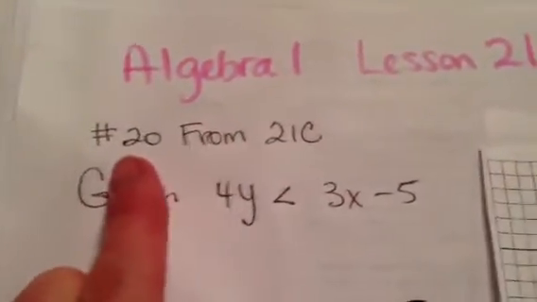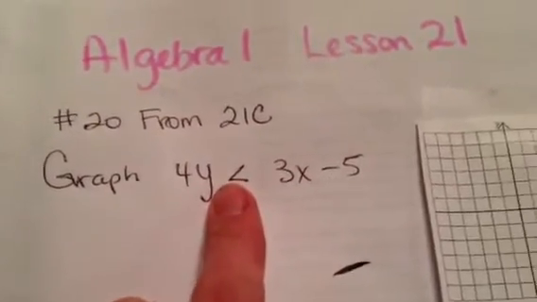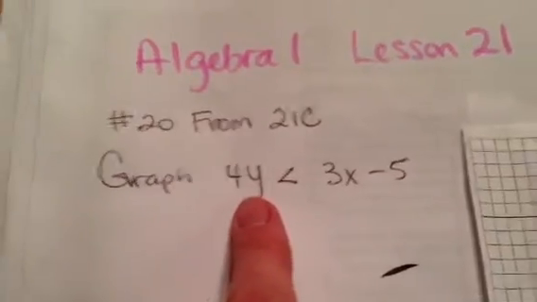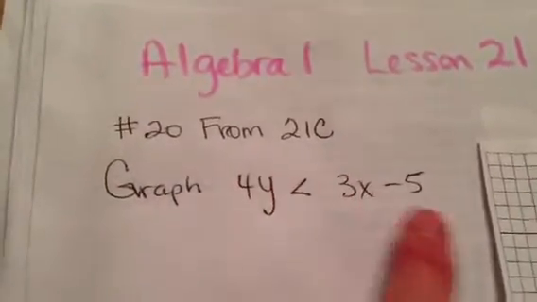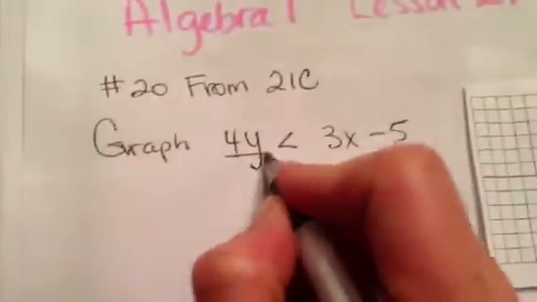All right, this is for Algebra 1, and I had a special request for a couple problems from Lesson 21. The first one is number 20 from 21C, and it wants you to graph this inequality. So, the first thing you're going to want to do is get y by itself. All we really need to do here is divide everything by 4. So that's what I'm going to do. Divide everything here by 4.